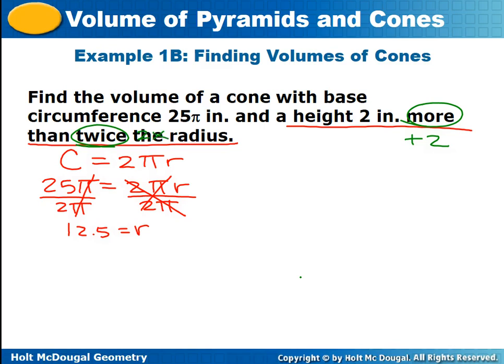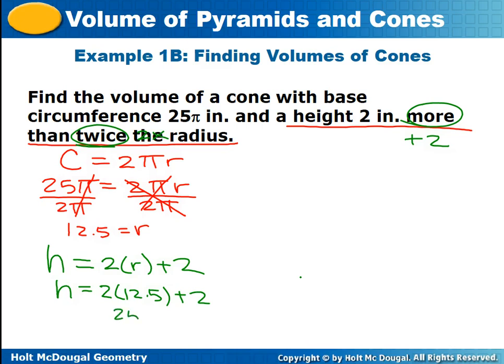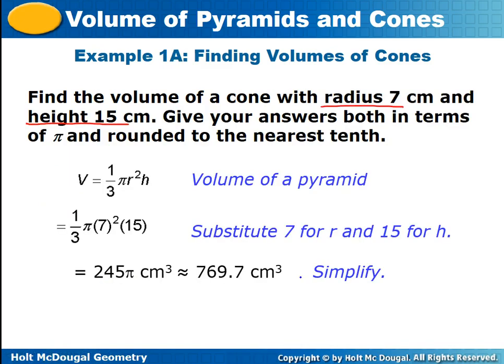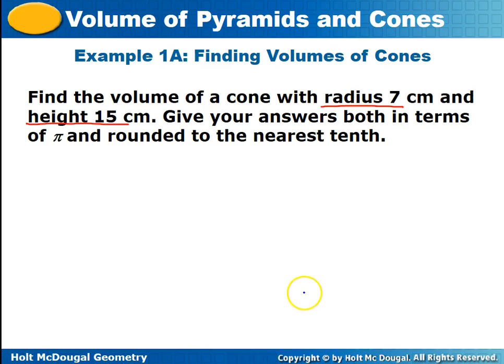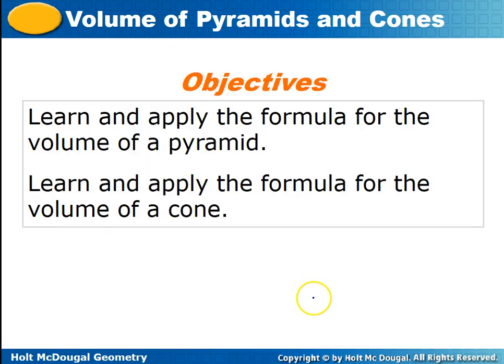So now we need to write a formula for the height of this cone. So the height is equal to 2 times the radius plus 2 more inches. So our radius was 12.5, so we're going to do 2 times 12.5, and then we're going to add 2 to that. 2 times 12.5 is 25, add 2 to it, so our height is going to be equal to 27. Now we're going to go ahead and use our volume formula, because now we have, sorry about that, now we have, where in the world did we go?